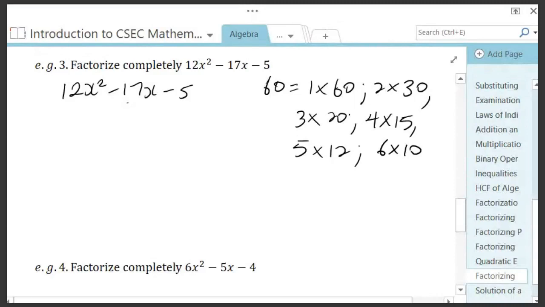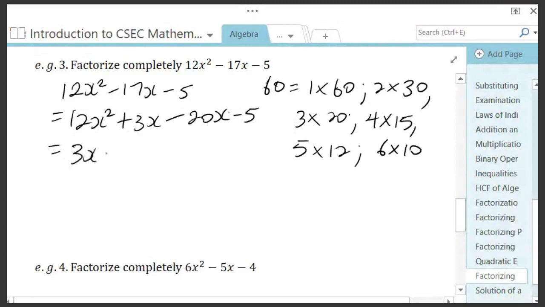Now, notice here that in order to get this minus 17, what I need to do here, I could use minus 20 and 3. Okay, so this is 12x squared minus 20x plus 3x. I need to put this the other way around. Plus 3x minus 20x minus 5. Okay? So the HCF of the first two terms here is 3x.